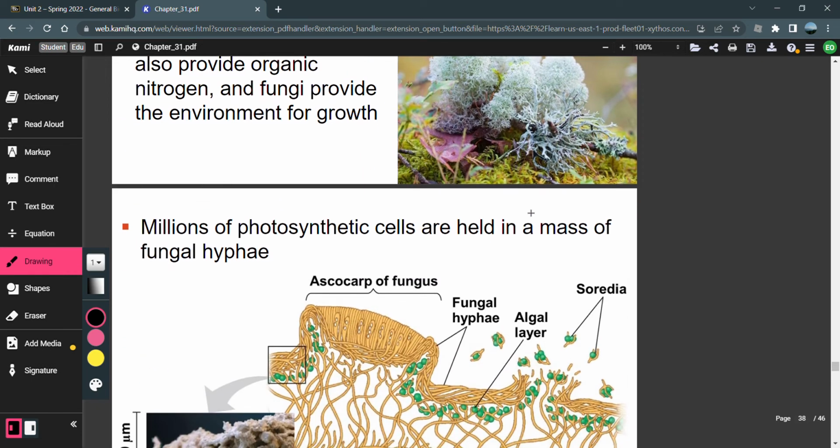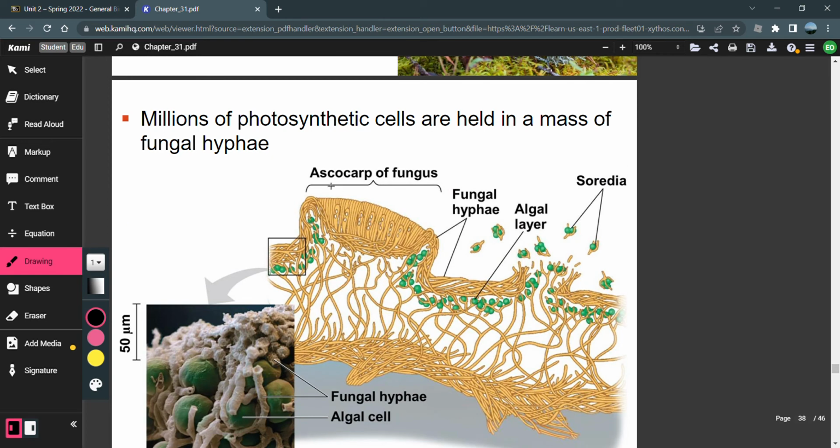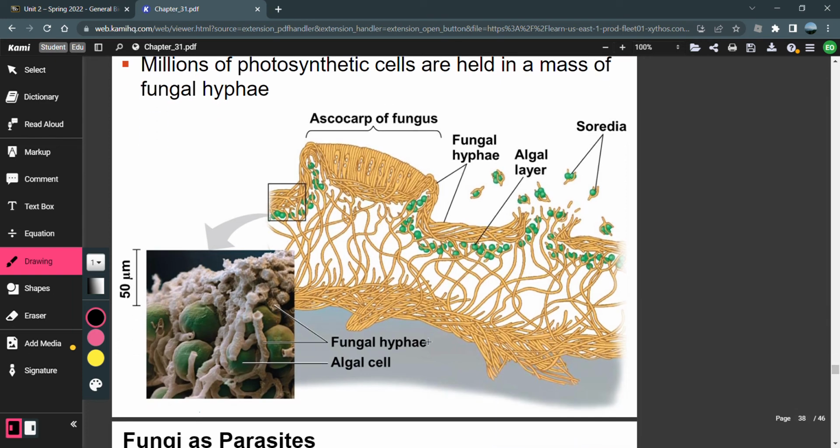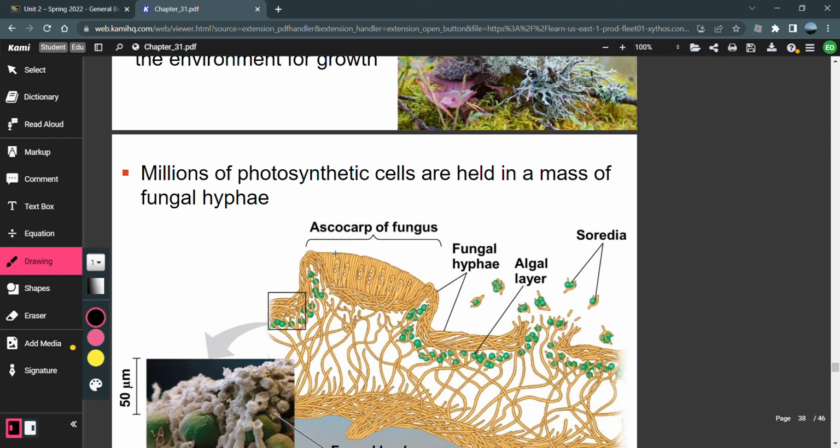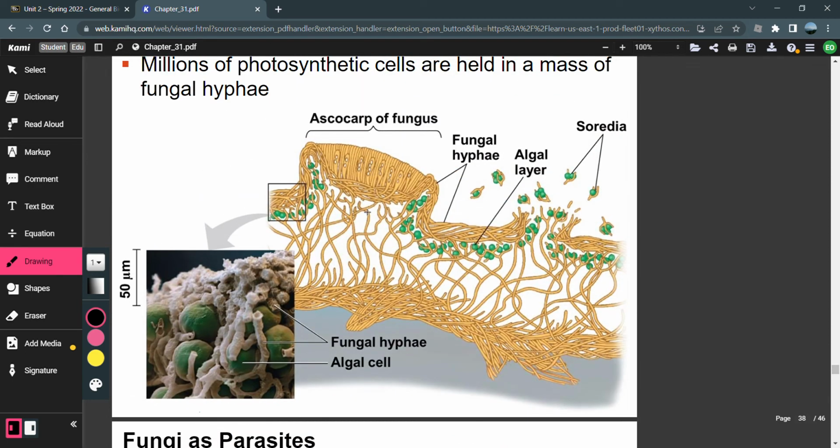But these reproduce asexually. So here we have the ascocarp of a fungus, the fruiting body, and here we have an algae cell wrapped around in fungal hyphae. So you would say that the hyphae are wrapped around. Well, the algae cell is wrapped around hyphae.